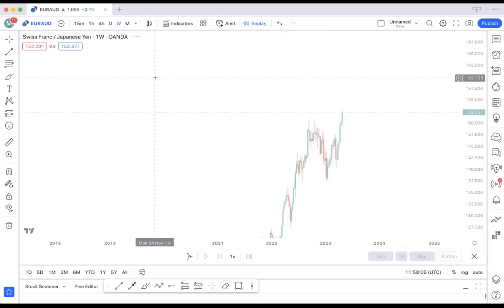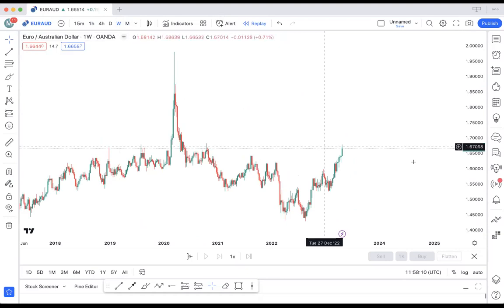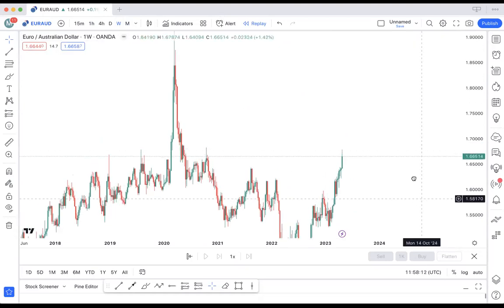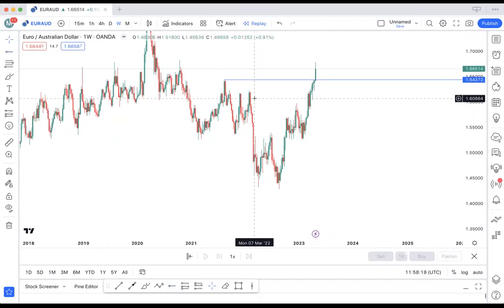So the next pair that we are analyzing is going to be the euro over the Australian dollar. So this one, let's jump on our weekly. What are we seeing? We are seeing potentially a double top, but price has broken up way above, so we'll have to skip this pair.